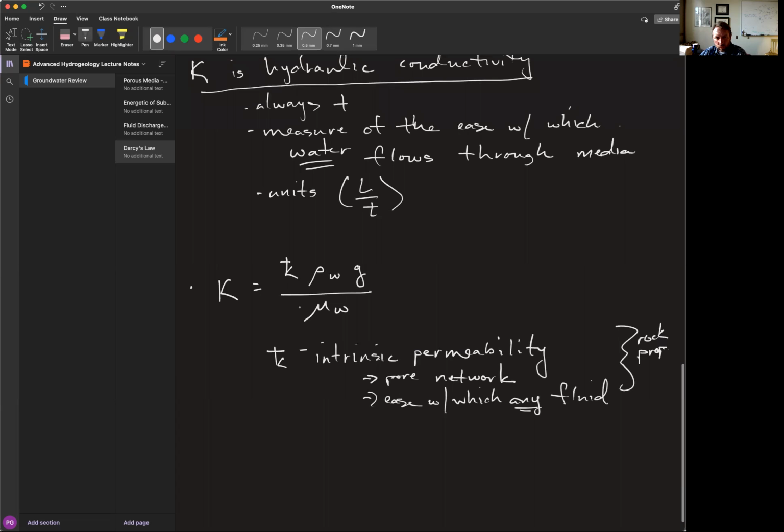Rho water is the fluid density, that's water density. We know what that is. That's a property of the water. Mu sub W is the viscosity of water. And viscosity is basically the resistance to shear of the water.